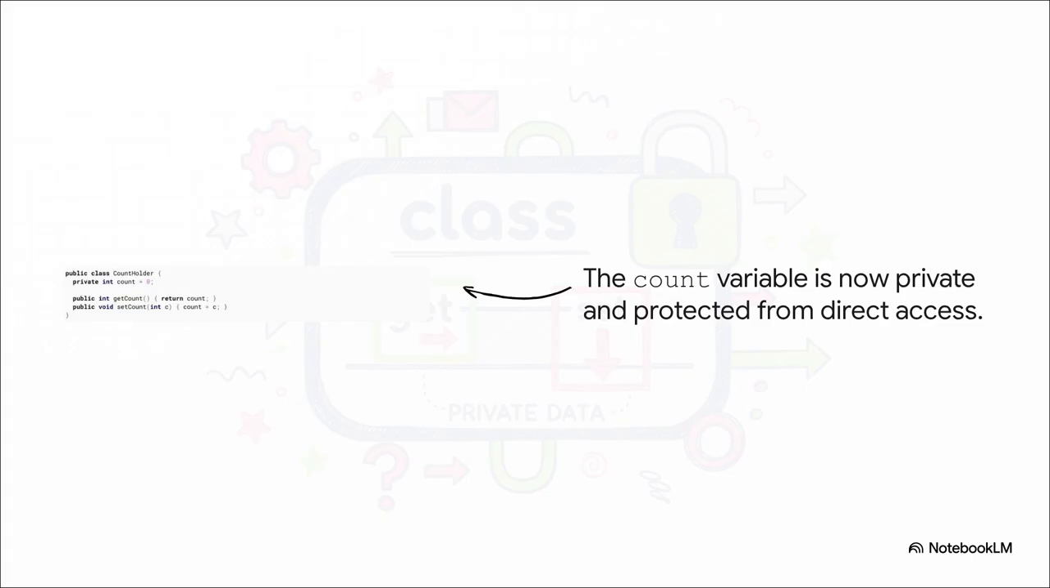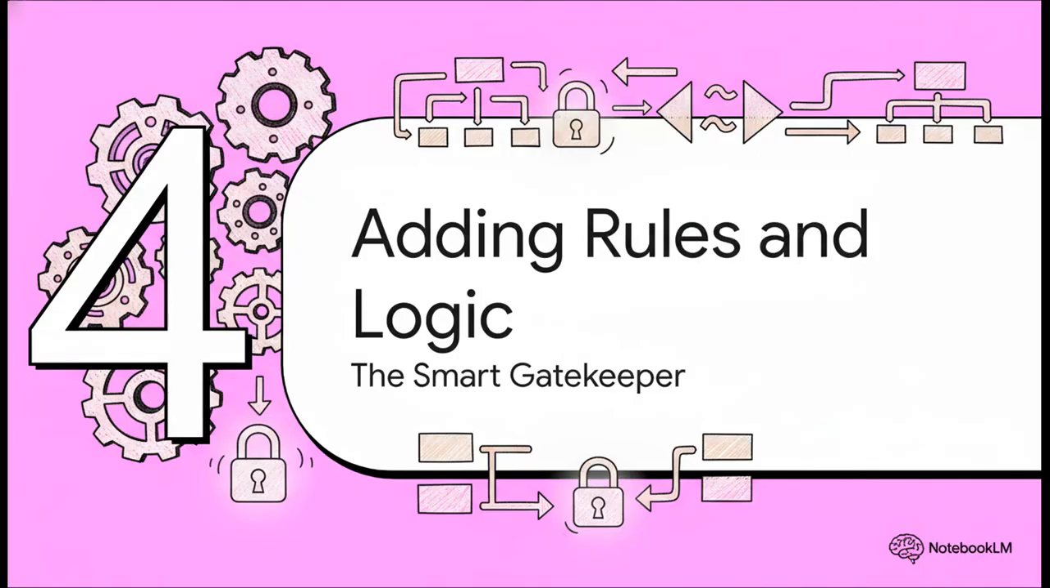Here is a classic example. The count variable is now private. You can't directly touch it anymore. To read its value, you absolutely have to call the public getCount method. To change it, you have to use the public setCount method. We have now established control. Now, what's really cool about this whole thing is that our gatekeepers can be incredibly smart. They aren't just simple doors that open and close. They can enforce some really complex rules and logic.